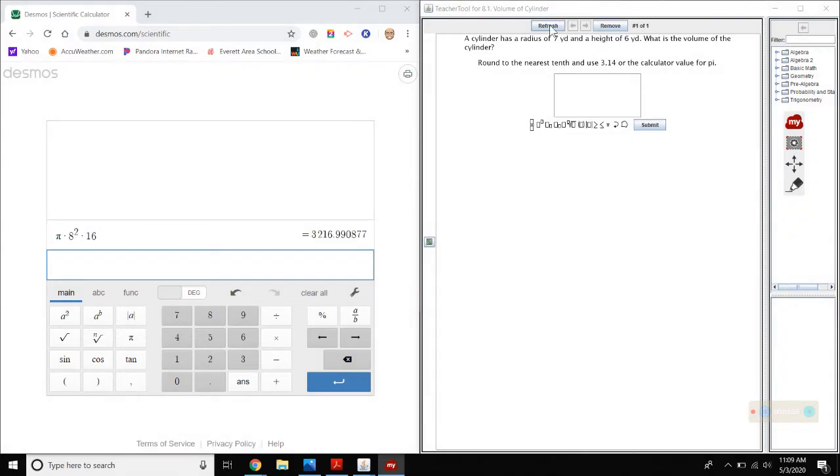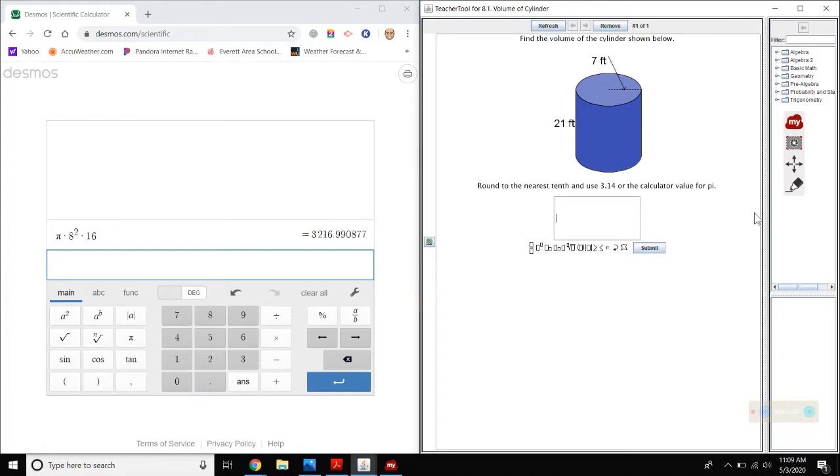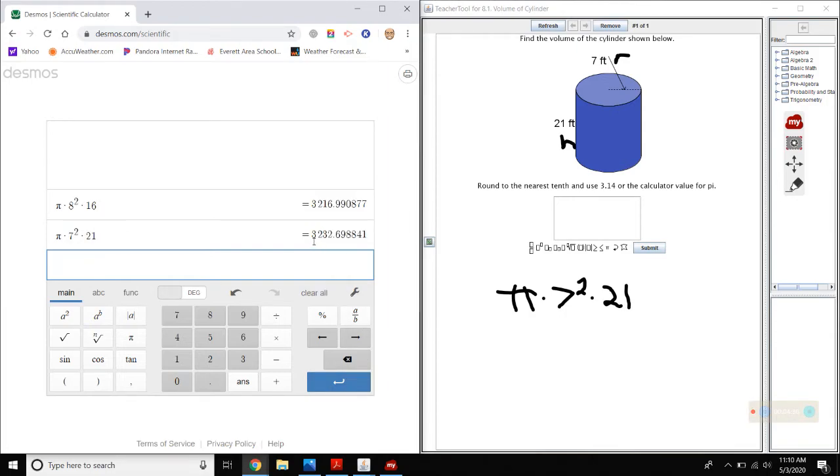And I'm going to go to another problem that has a picture like this. All right, so let's do another one. Let's identify our parts. This is R, this is H. So we have pi times R, which is 7 squared, times H, which is 21. So go over to our calculator. Pi times 7 squared times 21. And you can see our answer here is 3,232.69. I'm rounding to the nearest tenth, so that 6 is going to round up to 7. So 3,232.7 feet, and we are, again, in cubed units.